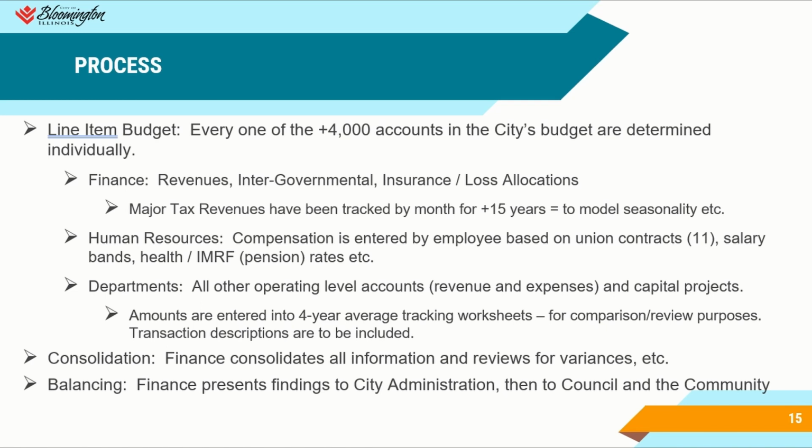Finance works on the major revenues, intergovernmental, insurance, and loss allocations. Major tax revenues have been tracked by month for 15 years to model seasonality. Human resources. Compensation is entered by employees based on union contracts, of which there are 11, salary bands, health, IMRF, pension rates, etc. Departments. They are responsible for all other operating level accounts, revenue and expense, and capital projects.